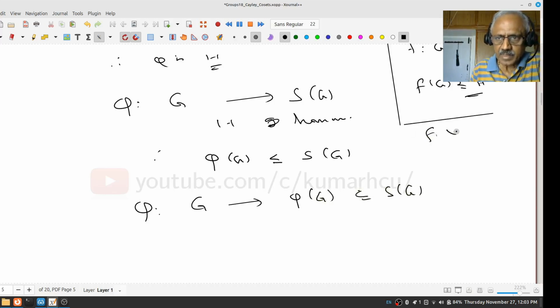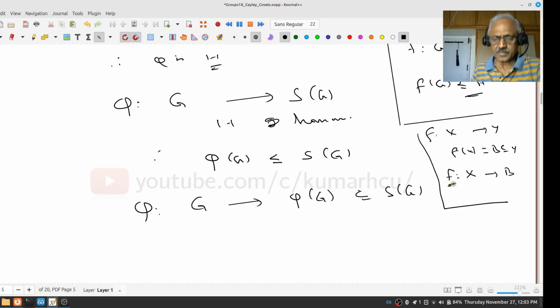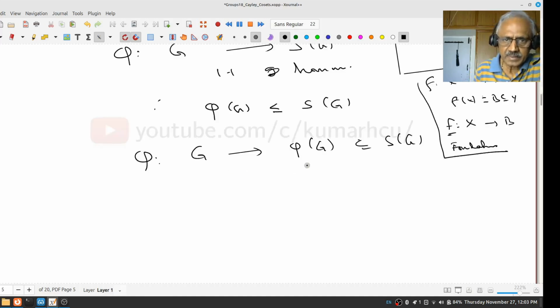Whenever f is a map from X to Y, if f of X is equal to B, which is a subset of Y, then I can think of this as a map from X to B, right? We denote it by the same f, it's okay. Are you following? This is why you should always look at foundations. Okay, anyway, come back.